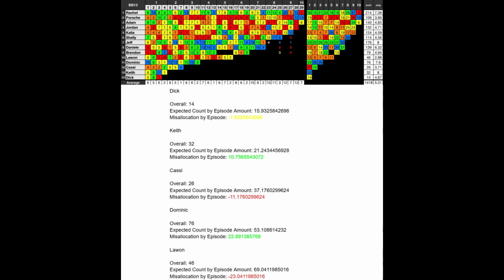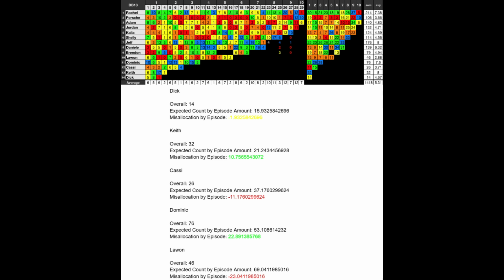Keith got 32 confessionals during his time on the season, and his expected count by episode amount is 21.24. This means that he has a misallocation of 10.75, meaning that he got that many more confessionals, and he literally just made it over to having a bit too much distribution by a very little bit. Cassie has 26 confessionals or diary rooms, and her expected count by episode amount is 37.17, meaning that she just missed the mark of being in that perfect range, where she has negative 11.17 misallocation regarding her diary rooms.